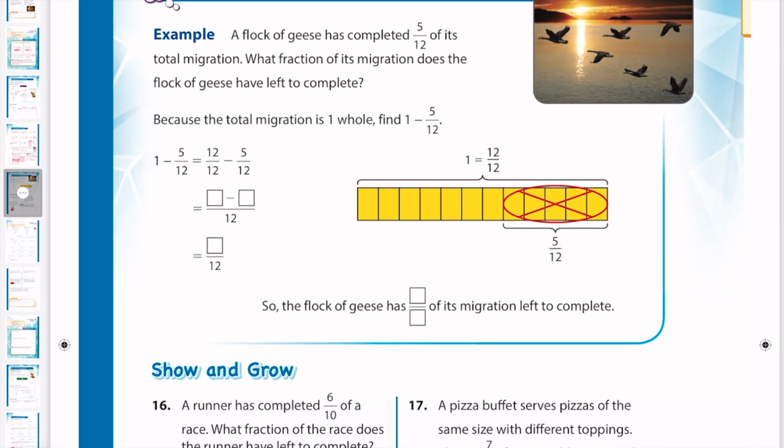Last page, guys. A flock of geese has completed 5/12 of its total migration. What fraction of its migration does the flock of geese have left to complete? Okay, so because the total migration is one whole, find one whole, take away 5/12. Okay, so one whole is equivalent to what? 12 over 12. Okay, so 12 take away 5 is what? 7. So the answer is what? 7/12 is left over. So the flock of geese has 7/12 of its migration left to complete.